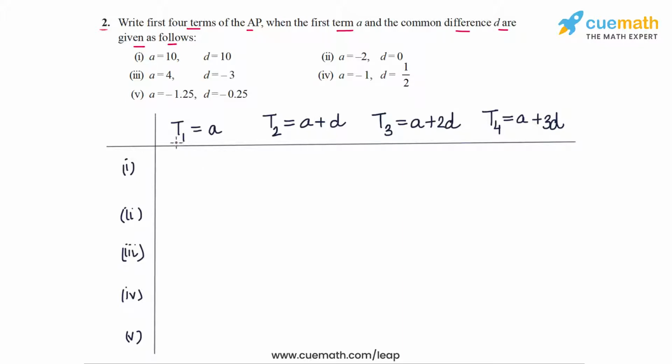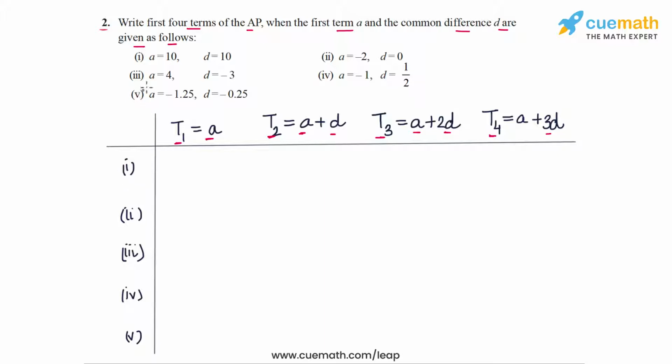T1, the first term, is equal to A, because that's by definition the first term. The second term is equal to A plus D, 1 jump of D. The third term is equal to A plus 2D, 2 jumps of D. And the fourth term is equal to A plus 3D, which is 3 jumps of D from A. So using this, it's very easy to write out the first 4 terms of each AP.